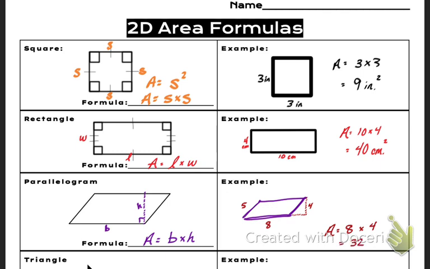Now, you can notice on this problem, I don't have inches, centimeters, I don't have any type of measurement, but I still need to label my answer. So if I don't have a measurement to use, we use the letter U. That stands for units. So units squared. 32 units squared. So again, if you don't have a measurement given, you can just use the letter U for units to label your answer for area.